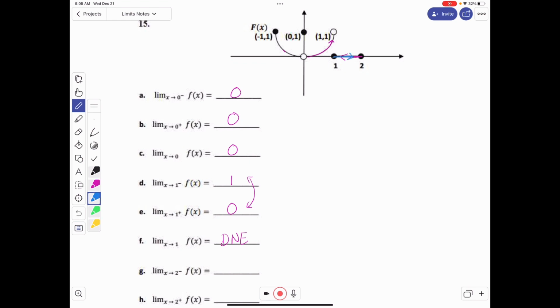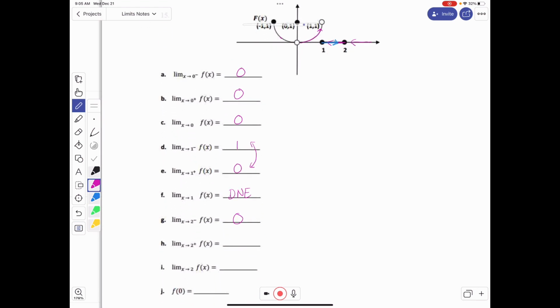All right, if I approach 2 from the left, I changed my color here so you could see, that answer is going to be 0. If I approach 2 from the right, well, there's no line, there's no graph right there, so that does not exist. All right, let me get rid of some of these lines right here. If I approach 2 from either side, well, again, looking at these two things right here, these don't match. So that does not exist.